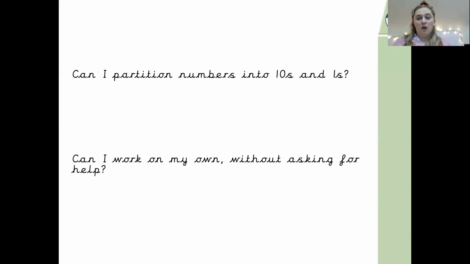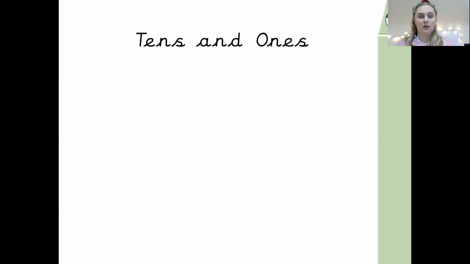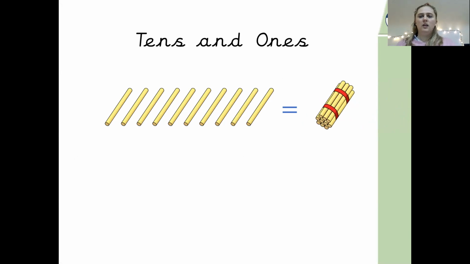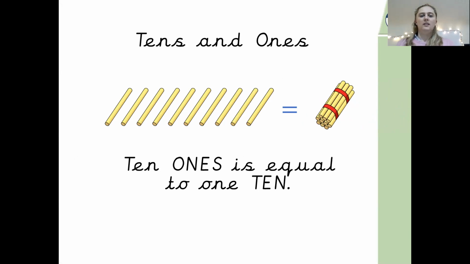Right, today we'll be talking about partitioning numbers into tens and ones. And your extra challenge is also going to be, can I work on my own without asking for help? Okay, so tens and ones. Count these sticks with me. Ready? 1, 2, 3, 4, 5, 6, 7, 8, 9, 10. So 10 ones equals a group of 10. 10 ones is equal to 10.